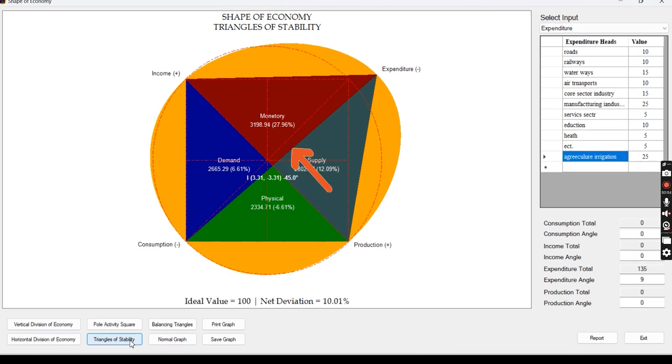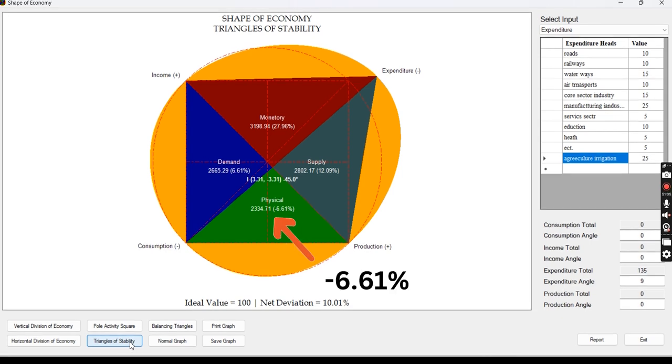The monetary supply has increased by 27%, whereas the physical availability is minus 6.61. The demand, because of the availability of monetary value, has increased by 6.61%, and the supply has not increased as much from this unproductive expenditure.